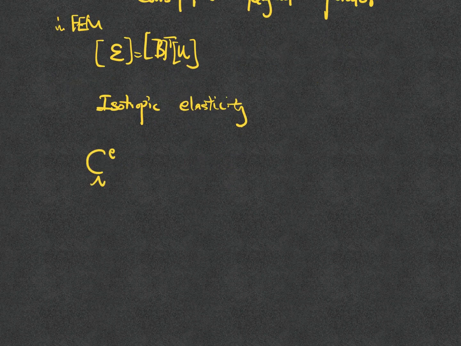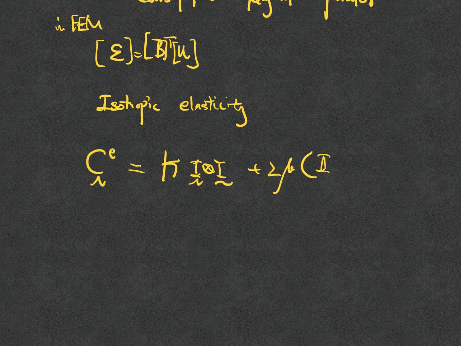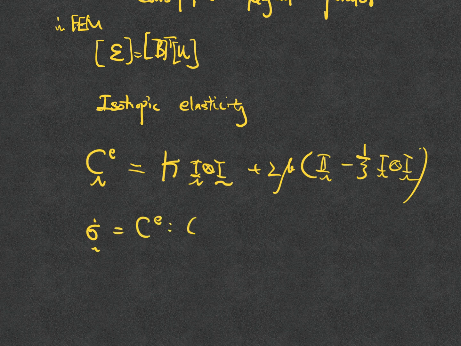Isotropic elasticity leads to the following expressions. CE, the elastic tensor, is actually equal to the bulk modulus times the tensor product of two identity matrices plus 2 times the shear modulus times the fourth order identity matrix minus the tensor product of the identity matrix. And so sigma dot equals CE double dot epsilon dot minus lambda dot n.